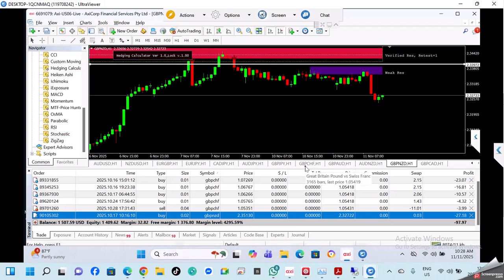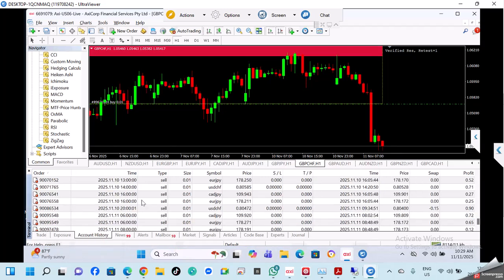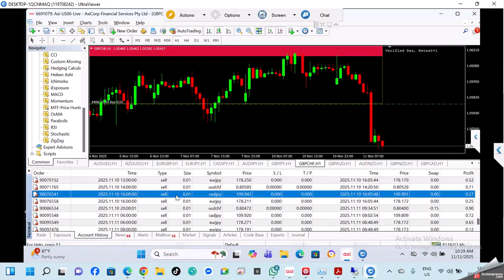So now let's go to GBP chef. If you look, GBP chef also is dropping. You understand? It's dropping. That means it's selling. So what we want to do here, we can now do what we call rollover for this, because it's too much. This one, let us not do rollover for it now. So to do rollover, let's go and look at what we have made so far.